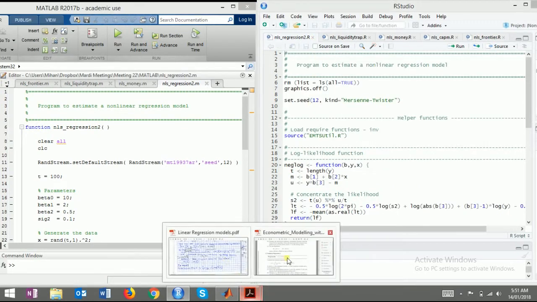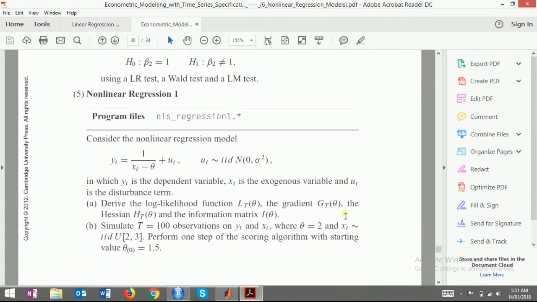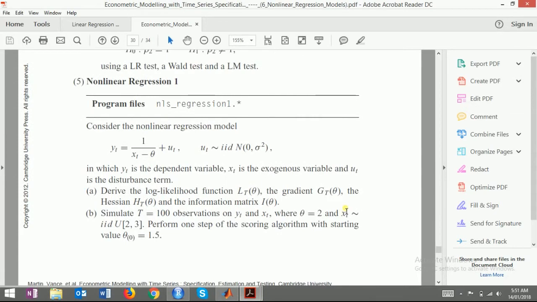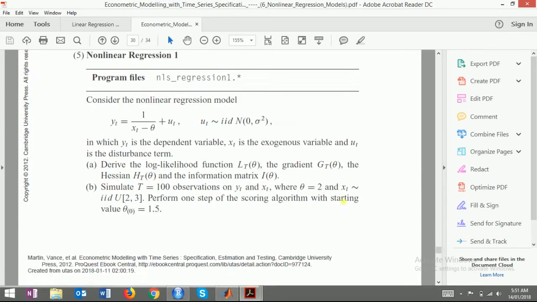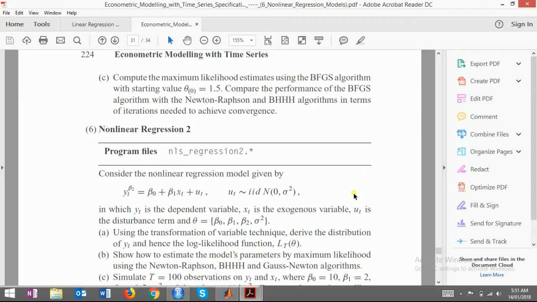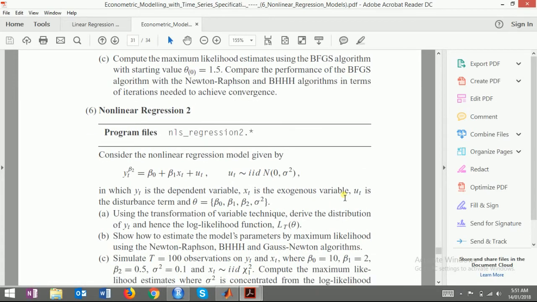Then the second problem is regression 1. Consider the nonlinear regression model. Again, oh no, we have already, sorry. Consider the nonlinear regression model given by beta naught plus beta 1 xt plus ut. Just have a look through the problem; I'm giving you some time to look into the problem.